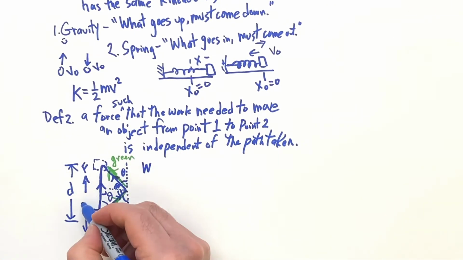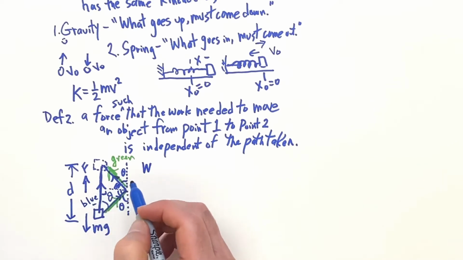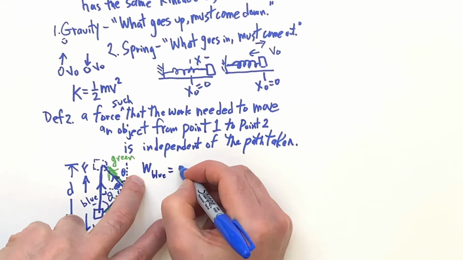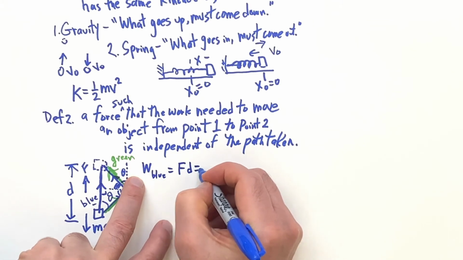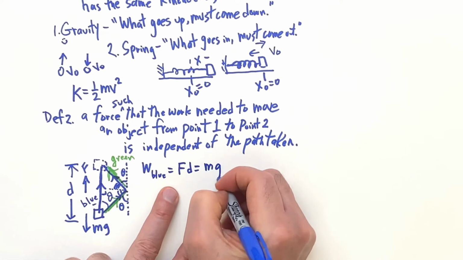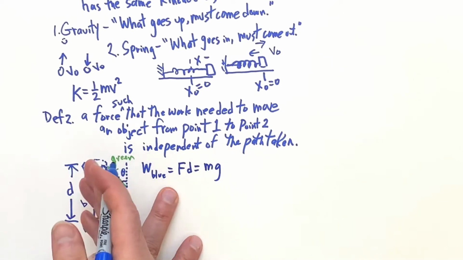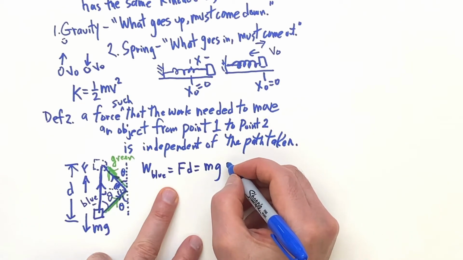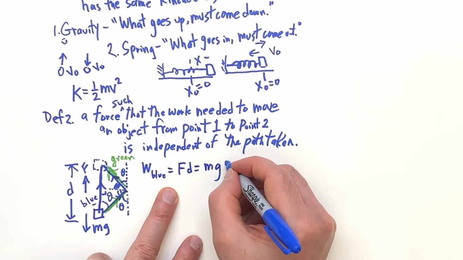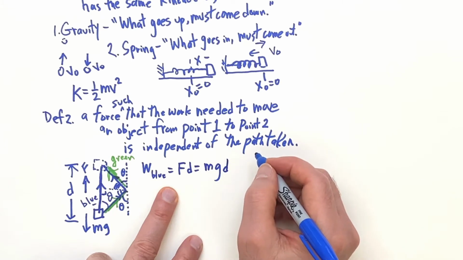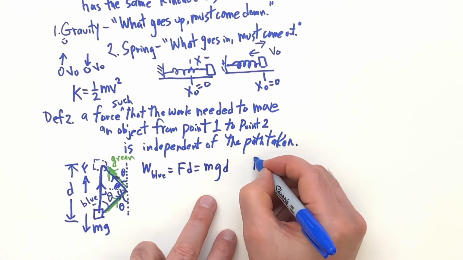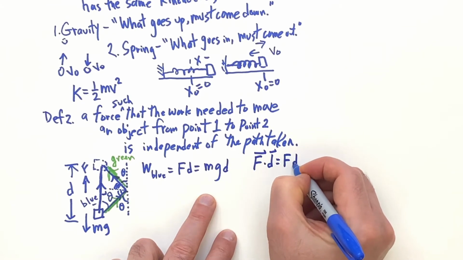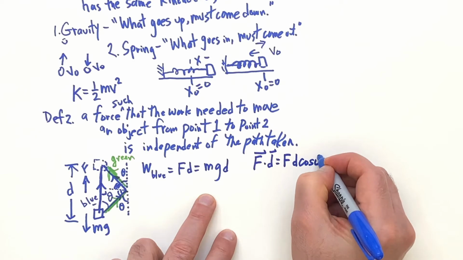And we have here the blue path, and we're going to compare. So for the blue path, force times distance, we have the mg force that we're applying, and it's along the line of the d. So that means it's going to be mgd. In other words, the cosine of the angle. Formally you have F dot d. You take the force, you take the distance, and you take the cosine of the angle between them.